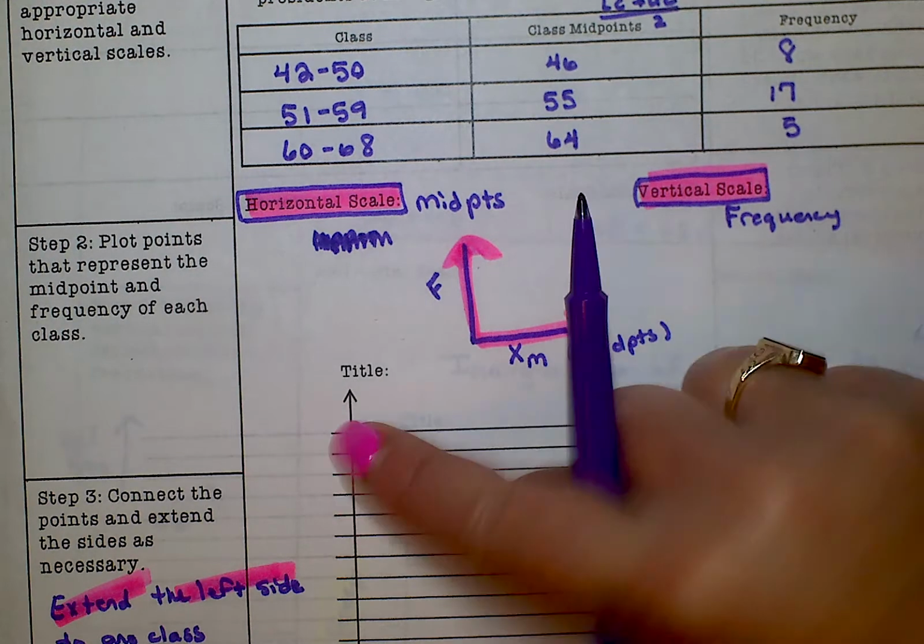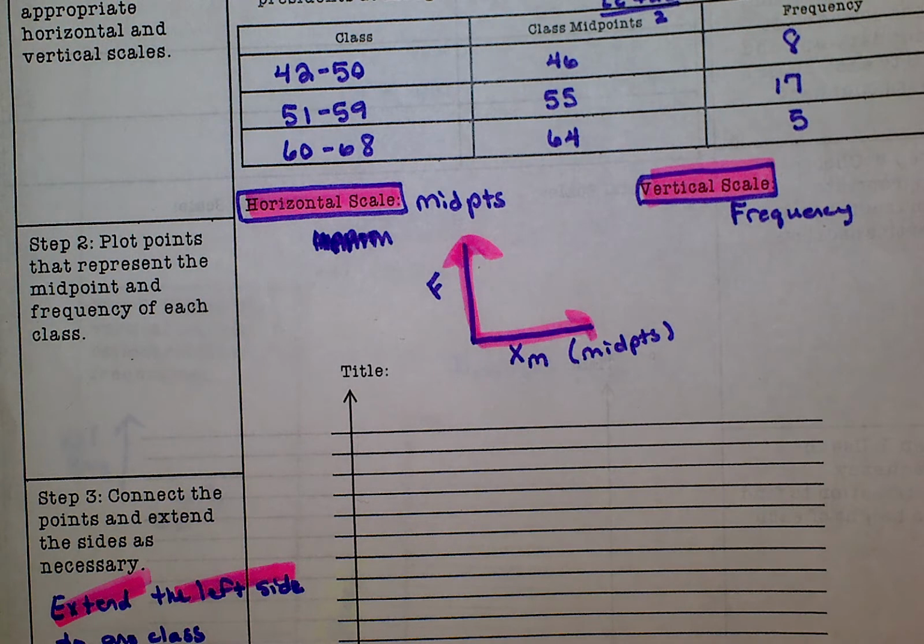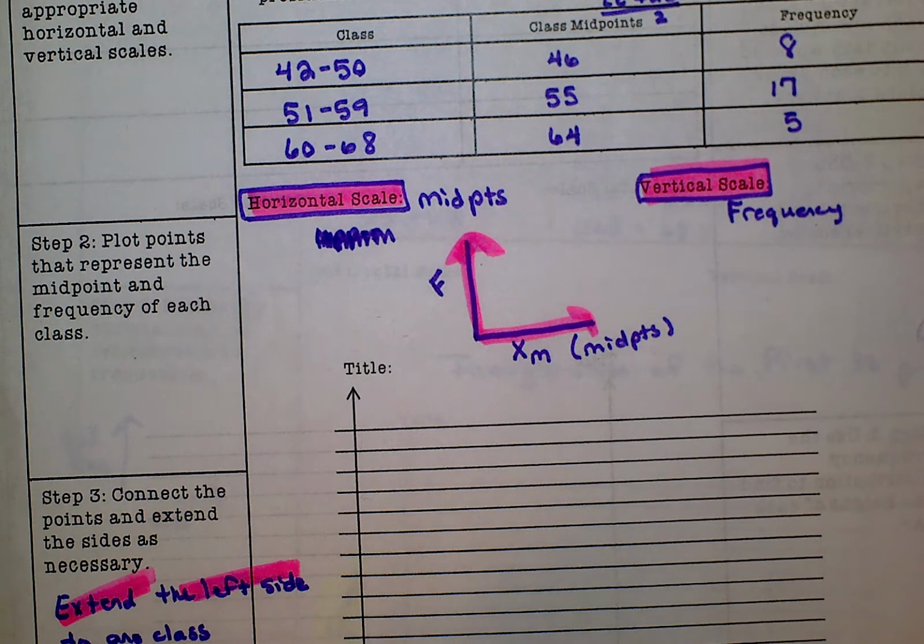Now we're going to go through and we're going to label the y-axis. Now that deals with your frequencies. So the highest frequency is 17. So I think I'm just going to try to go by ones and see how that goes.